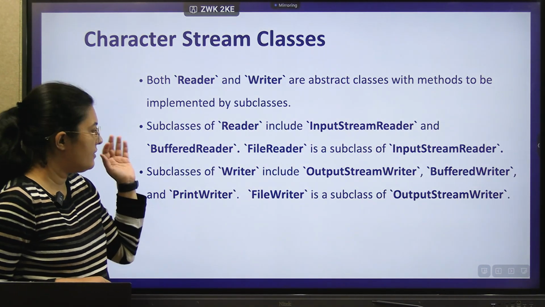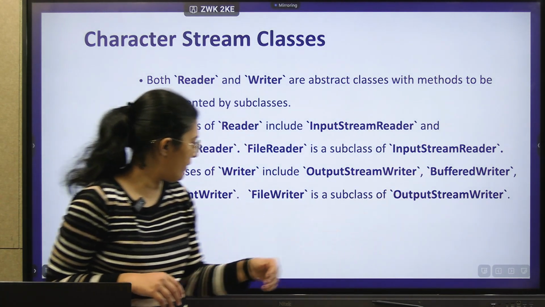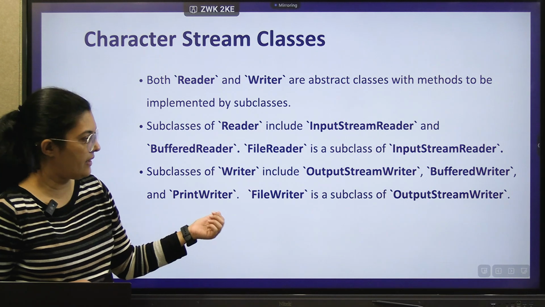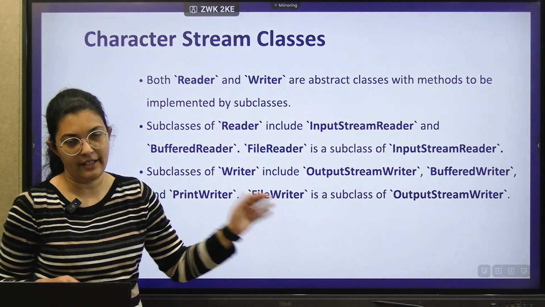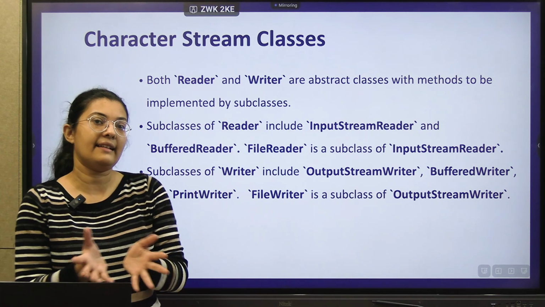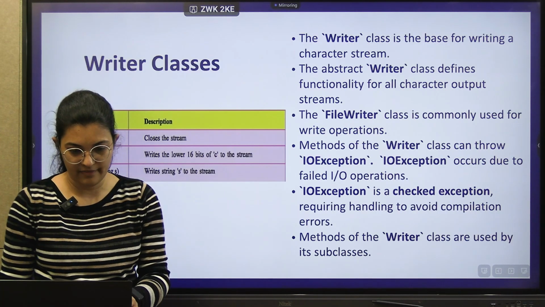Next, subclasses of the writer class are output stream writer, buffer writer, and print writer, right? And output stream writer is again inherited by the file writer class. So this is the character class hierarchy available inside the java.io package.